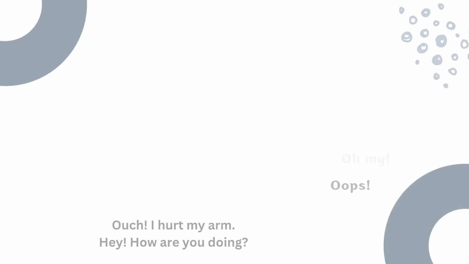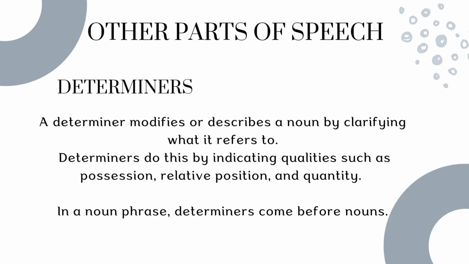Other parts of speech. Determiners. A determiner modifies or describes a noun by clarifying what it refers to. Determiners do this by indicating qualities such as possession, relative position, and quantity. In a noun phrase, determiners come before nouns. In the traditional 8 parts of speech, these words are usually classified as adjectives or, in some cases, pronouns.